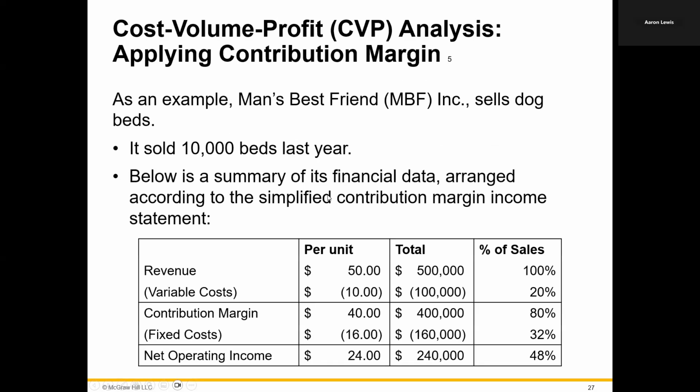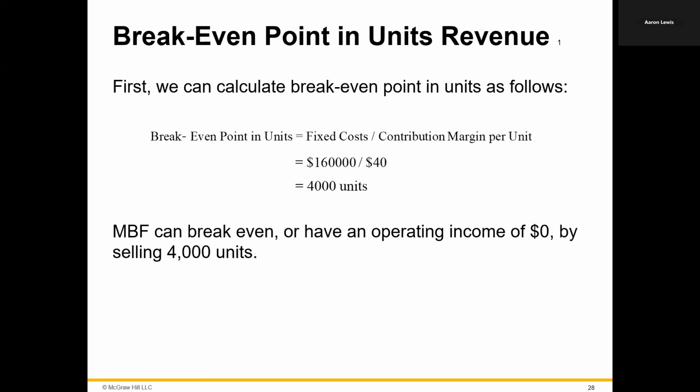So our company over here, Man's Best Friend Incorporated, despite the fact that we were profitable right now, we're looking to see, okay, what if sales decline? What is the point where we'll start incurring a loss on these dog beds if we don't sell more than that? And the answer is right here. 4,000 units is exactly what you need to cover your fixed costs. You won't make any money, but you won't lose any money. That is your break-even point in terms of units.